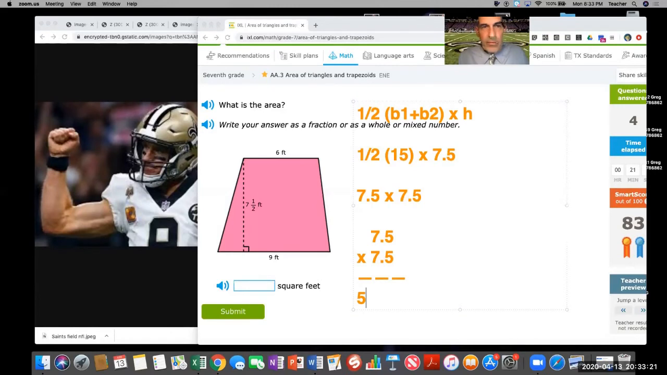5 times 5 is 25. Carry the 2 above the 7. 5 times 7, 35. Plus the 2 is 37. And then 7 times 5 is 35. Carry the 3. 7 times 7 is 49. Plus the 3 is 52. Scoot it on over. And line up or add them up. We got 5 plus 5 is 10. Carry the 1. 7 plus 1 is 8. 9, 10 again. Carry the 1. 3 plus 1 is 4. Plus 5 is 9. So our answer is 900.